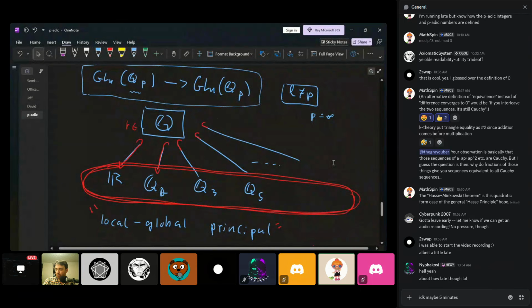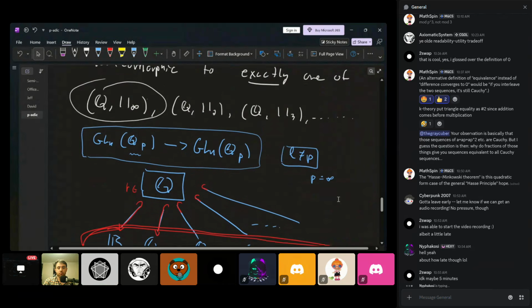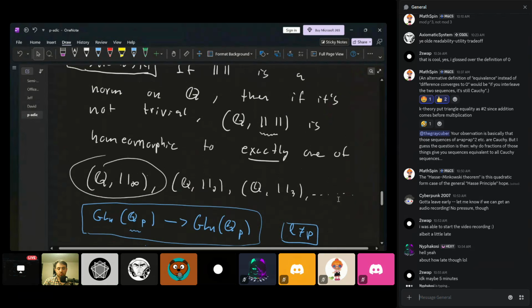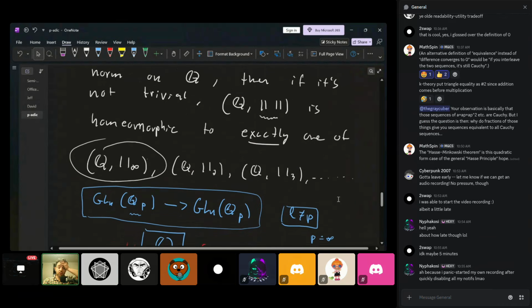Yeah. I have a question about that. The theorem classifying rationals. What does an open set look like in one of the p-adics? Oh yeah, so this is a great question.